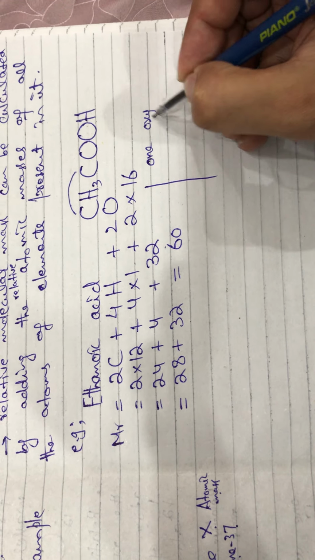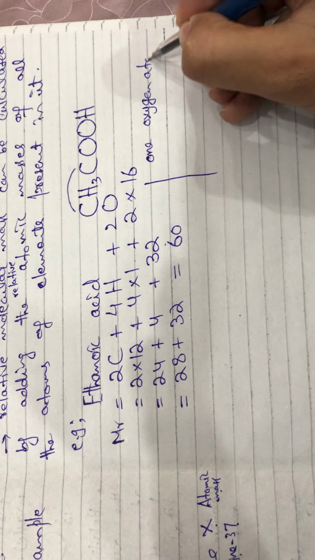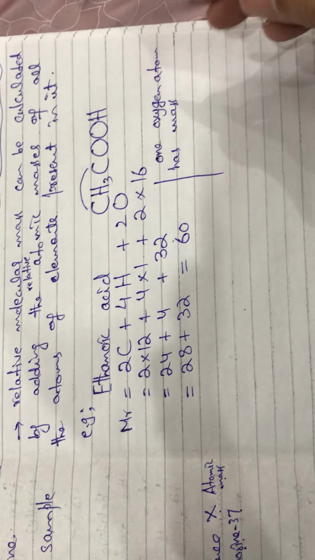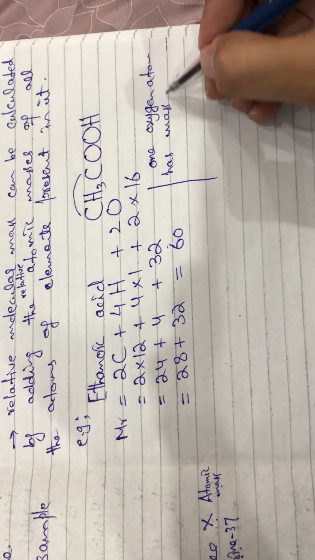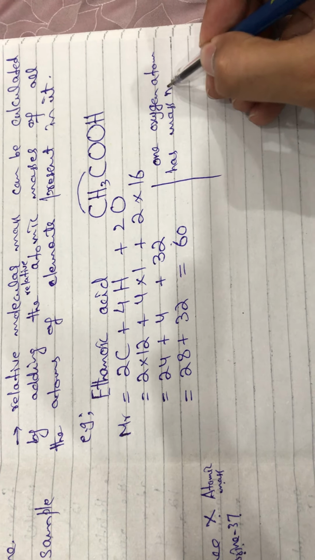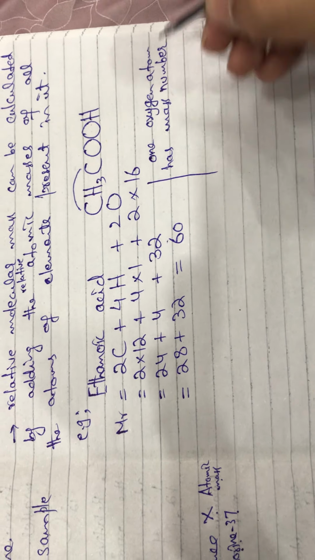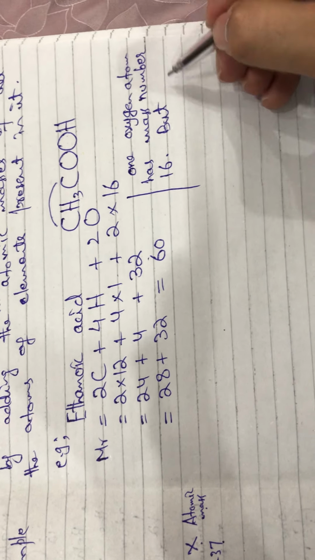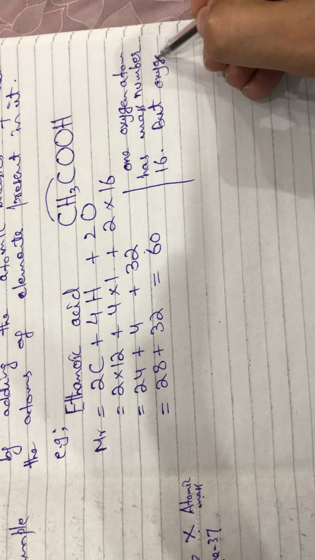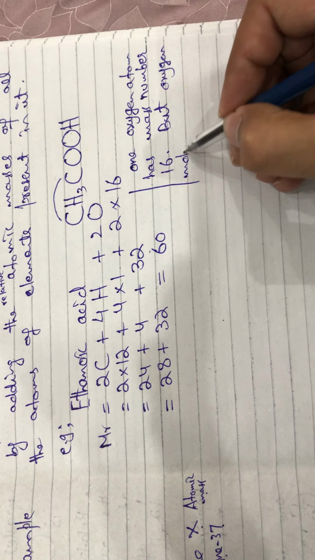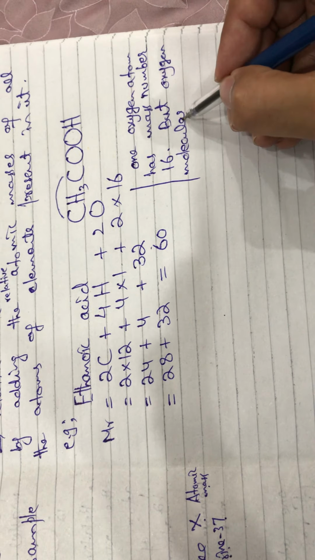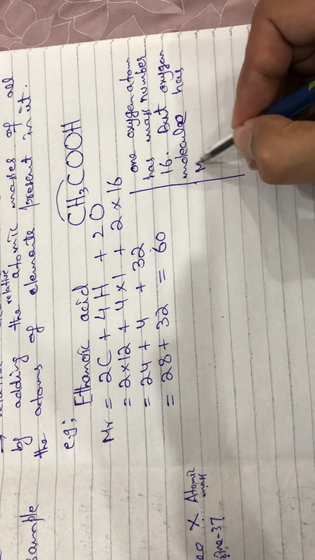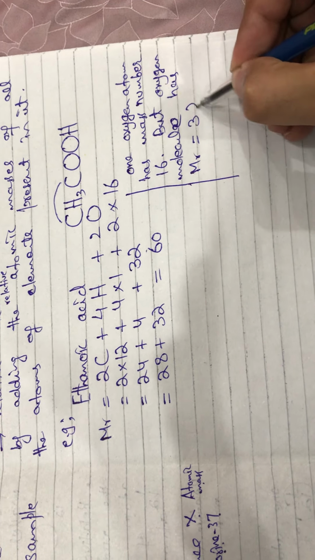One oxygen atom has mass number 16, but an oxygen molecule has Mr equal to 32.